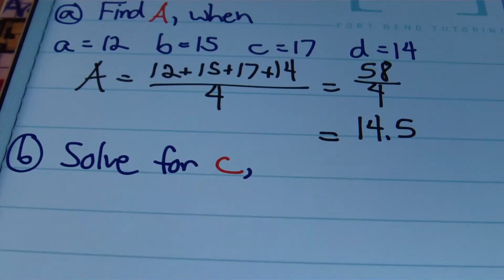All right, so that's it. You just plug in the values and you do the operations. We found the average of those numbers, 14 and 5/10. Done.